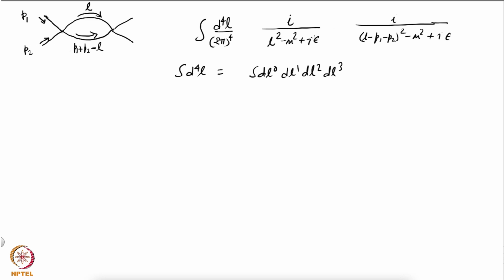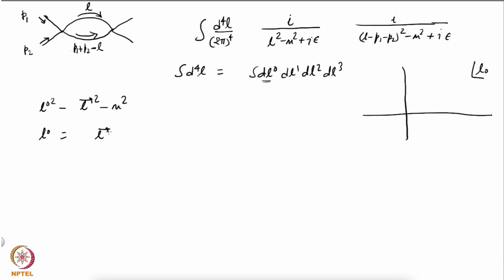And you see that the poles, if you do not take into account this i epsilon, are on the real axis. So you should view this as an integral over L0 in the complex plane. Here this is L0 square minus L vector square minus M square. So when L0 is plus or minus the square root of L vector square plus M square, you have a pole on the real axis.